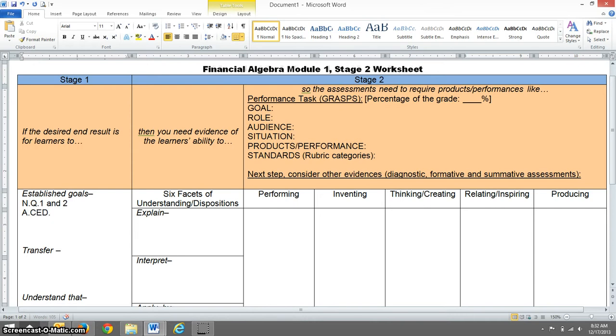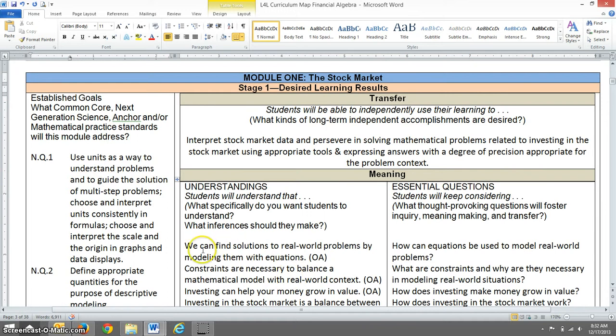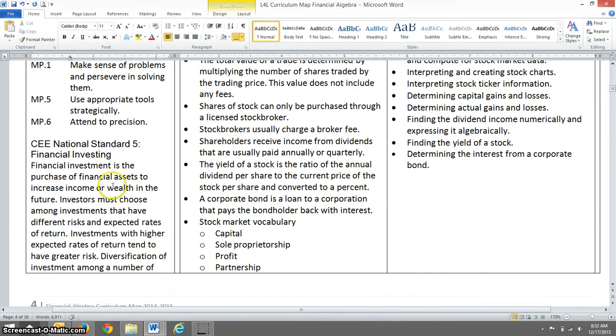and CED 1, 2, and 4. This one's for the REI. And I have an SSE. And the math practices, 1, 5, and 6. There's also the national standards for financial literacy, which is way down here. I'm just going to say this is CEE 5 about financial investing.